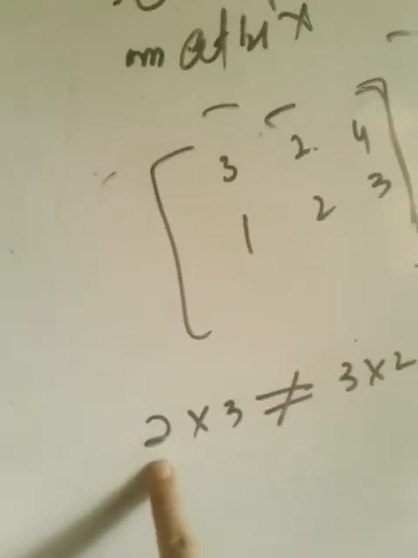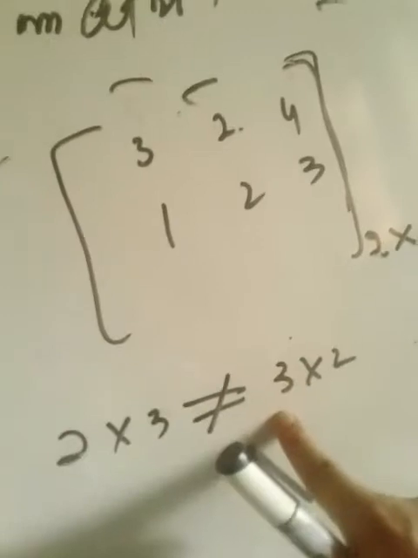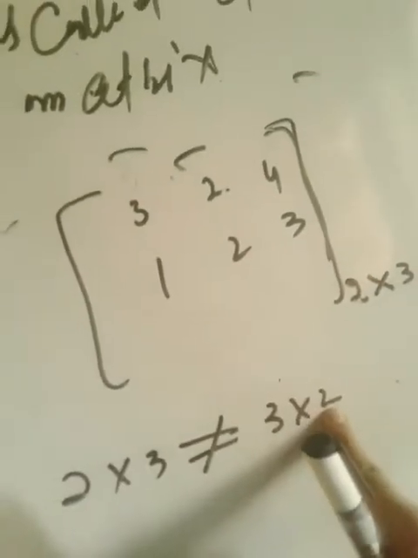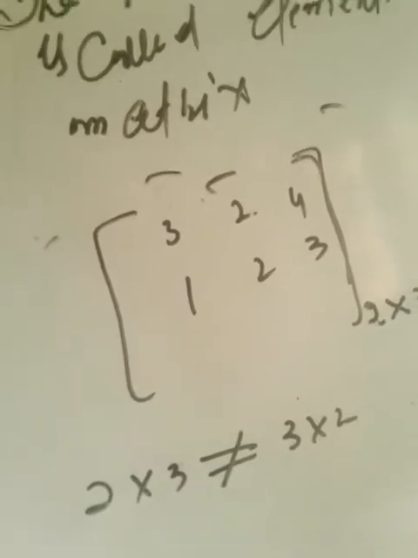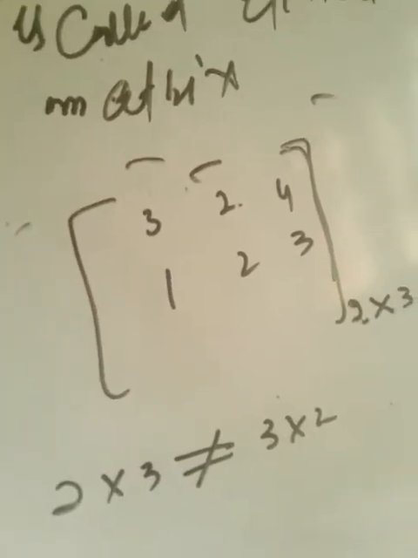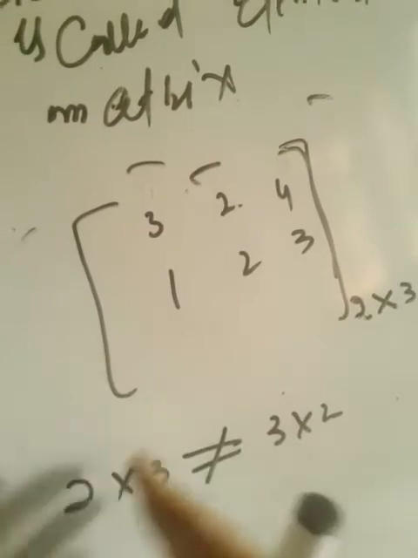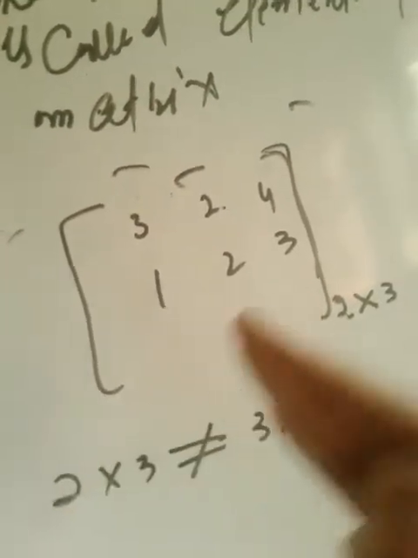2 by 3 means 2 rows, 3 columns. 3 by 2 means 3 rows, 2 columns. Remember this. While giving the order to any matrix, one thing you have to keep in your mind, that first of all you have to count the rows and then you have to count the columns.